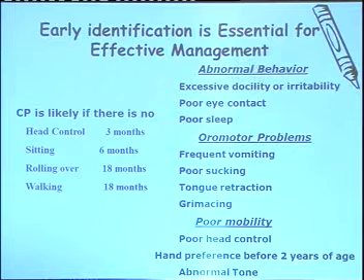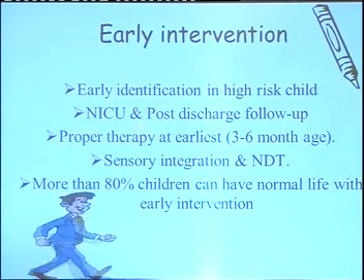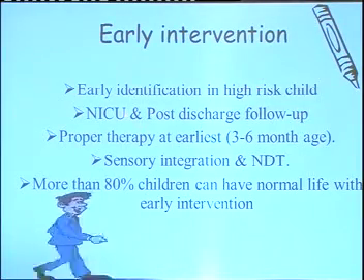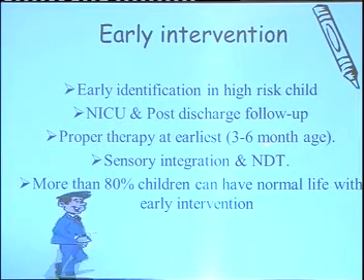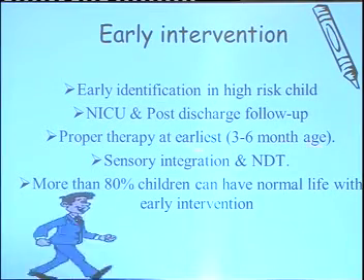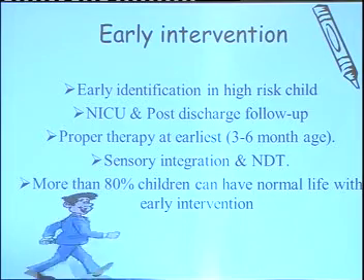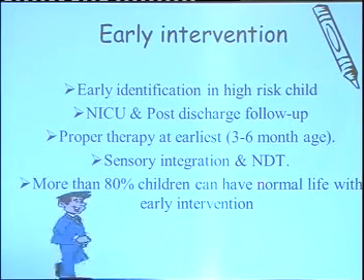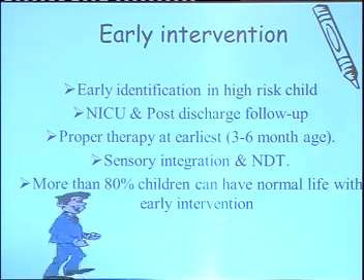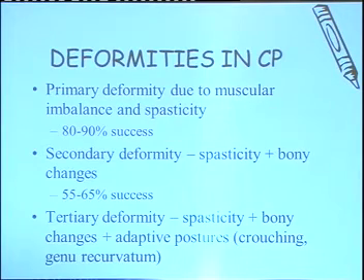The pediatricians say that CP should not be diagnosed before 2 years. You can only write delayed milestones. Why? I don't have the reason. So early identification in a high-risk child, post-discharge follow-up, proper therapy at the earliest, 3 to 6 months. Sensory integration. More than 80% of children can have a normal life with early intervention.